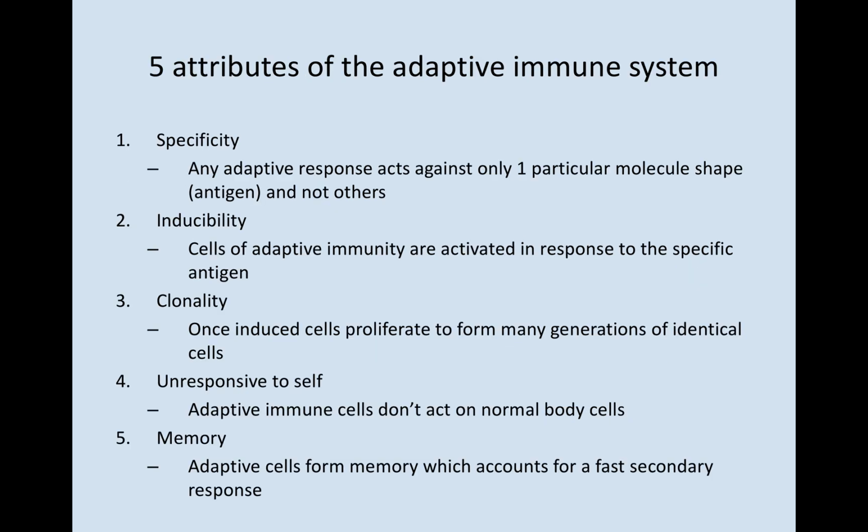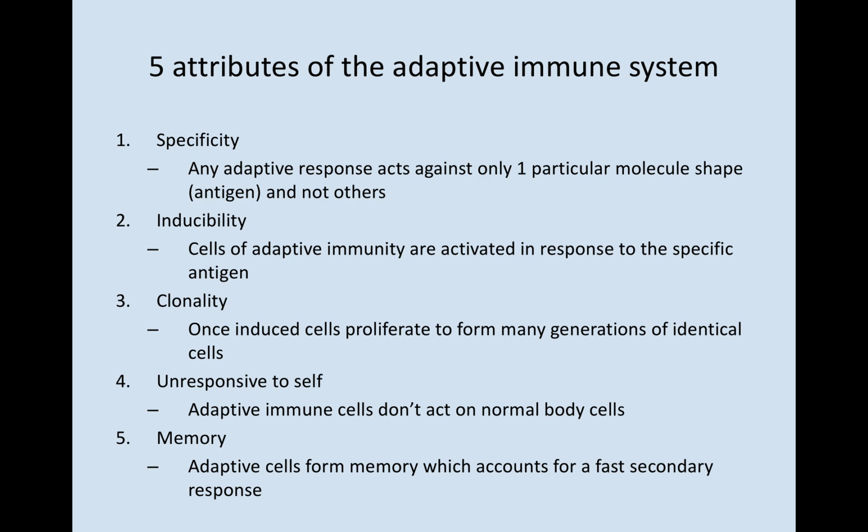There are 5 attributes of the adaptive immune system. There's specificity, so that means that any adaptive immune response acts against one particular molecule's shape or antigen and not others. So if you have one B cell become activated, that B cell is going to be specific for one specific antigen.